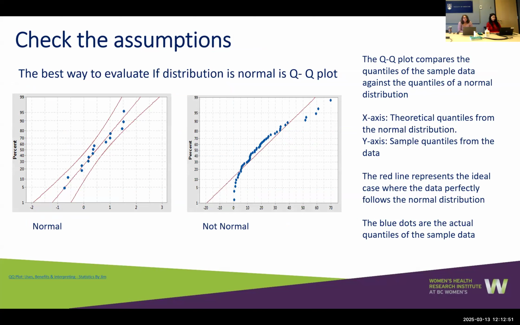So how are we going to check the assumptions? For normal distribution, for either paired or unpaired tests, the most useful tool is the QQ-plot. I talked about it in more detail during my data visualization lecture. Basically, we have quantiles from our data set and quantiles from the normal distribution. On the x-axis, we have theoretical quantiles, coming from the normal distribution, and on the y-axis, we have quantiles from our data. The red line represents the ideal case where the data perfectly follows the normal distribution.